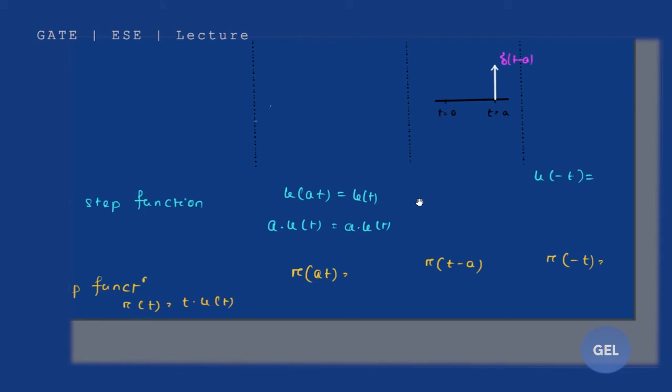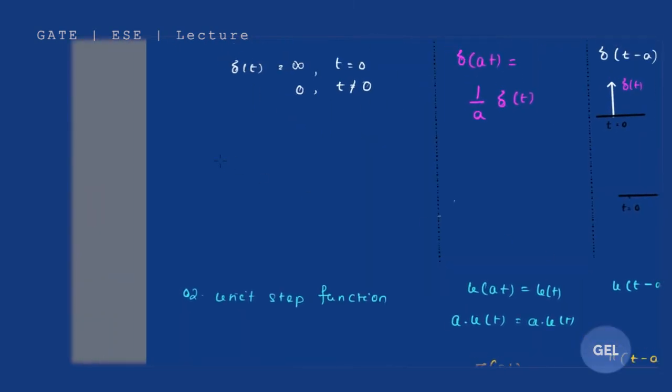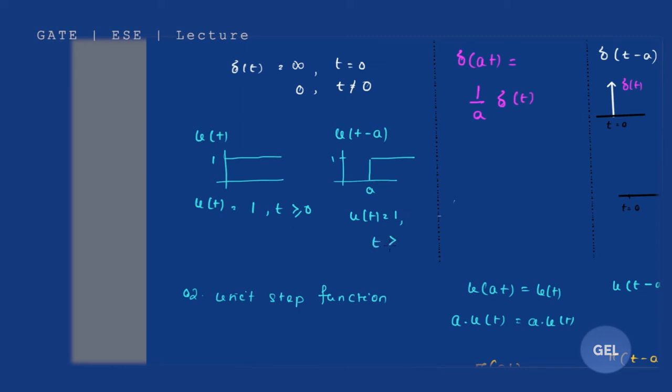But here, the shifting factor, time shifting for unit step function, look here: u of t minus a. If your u of t initially looks like this, then u of t minus a will look like this. That means after a, it will start giving you value. The definition of u of t is 1 for t greater than or equal to 0, but here u of t minus a equals 1 if t is greater than or equal to a. You got it? It's a very simple thing.